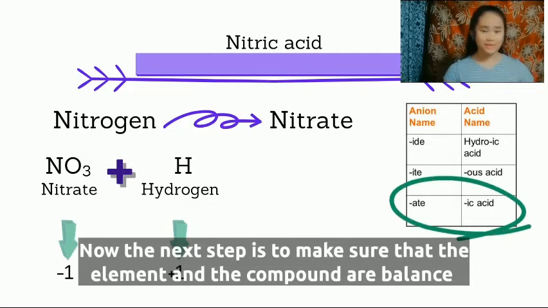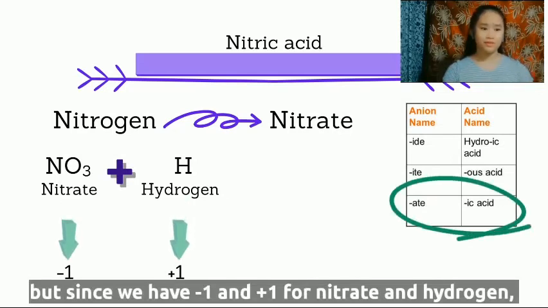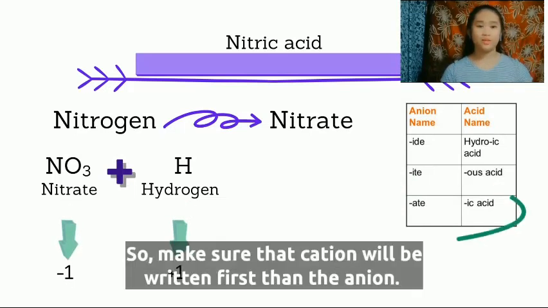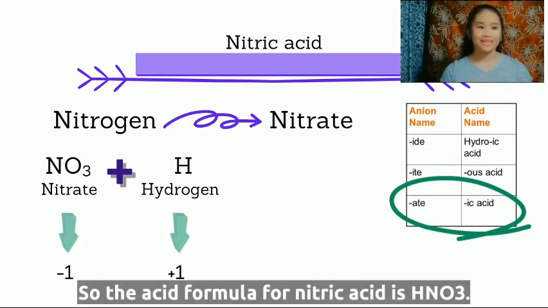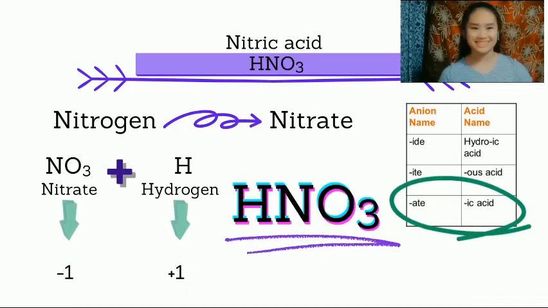Now the next step is to make sure that the element and the compound are balanced. But since we have -1 and +1 for nitrate and hydrogen, we just have to leave it as is and write it down. Make sure that the cation is written first, then the anion. So the acid formula for nitric acid is HNO3.